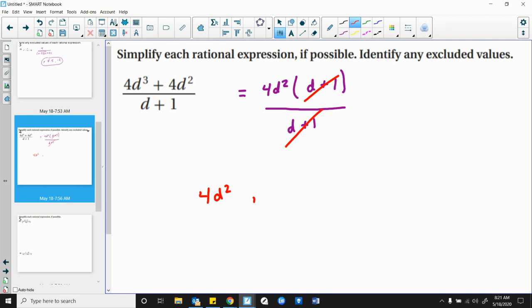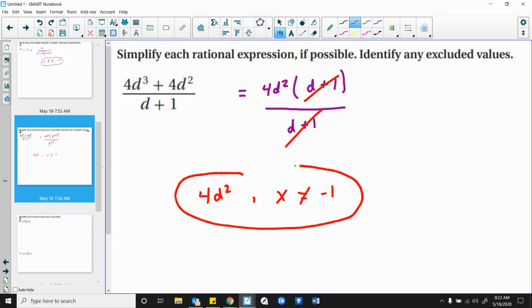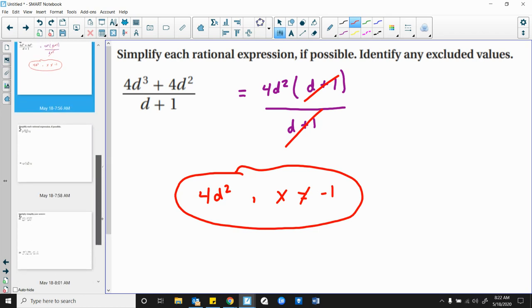Now, please be very careful. If possible, identify any excluded values. Well, if I look at this question, what would make D plus 1 0, and again, ruin our problem and make it no solutions? Well, actually, D cannot equal -1. So we have to make sure that we put in that second part of the answer saying that it can't be -1. So we have an answer after things cancel, and then we have D cannot be -1. All right.